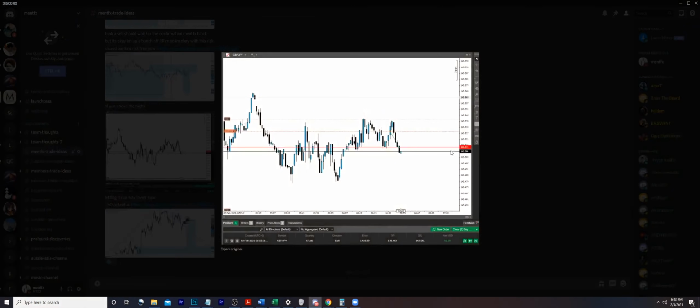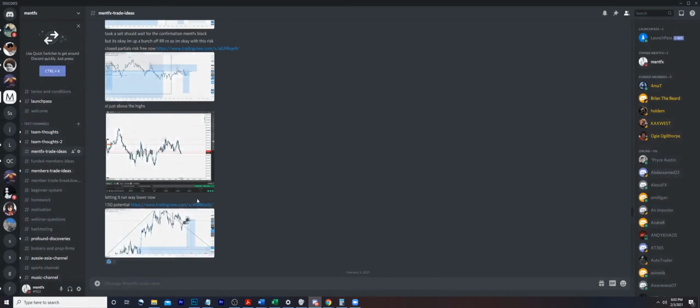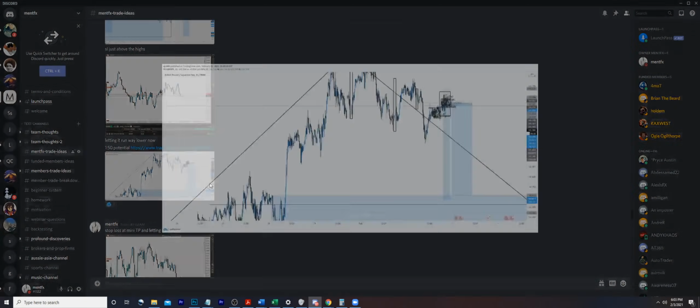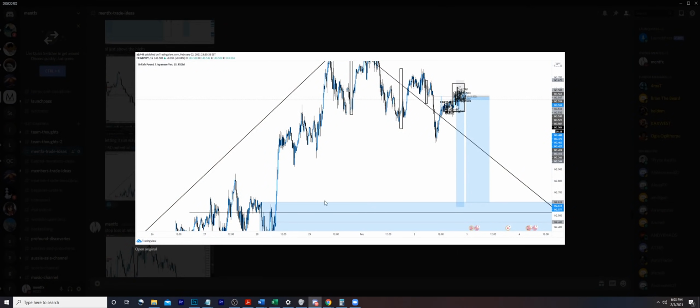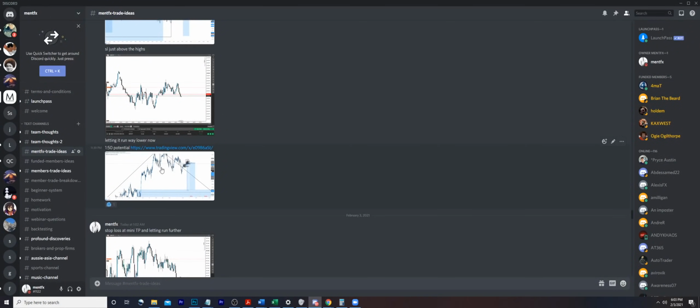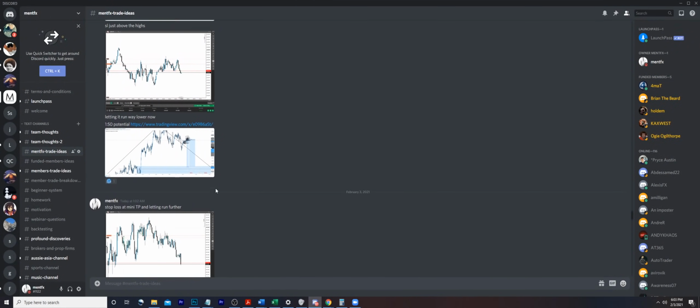Right. And here's that same thing, right? So that's that same setup. The partial at the low. So there was a little bit of spread, so we were only able to partial a little bit, which is fine. And then we wanted to let it run for potentially that low, which would be a 1-to-50 trade, right? Just like that. All right.